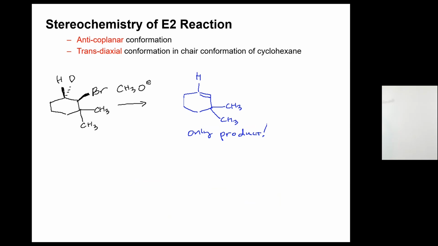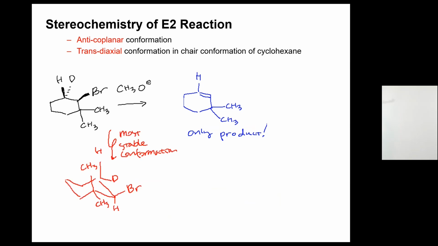Only the heavy hydrogen. Only. It's not like this is the major and the minor will happen. No, they don't even make a minor. This is the only one you're going to see. The reason you see the heavy hydrogen lost, not the lighter one, is because that's the one sitting trans to the bromine. That's the key. In open chain structures, anti-coplanar is your guiding principle. In cyclohexane, anti-coplanar is a little difficult to see. It's equivalent to trans-diaxial. It's the same thing.